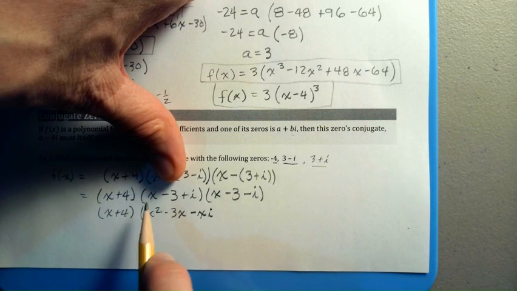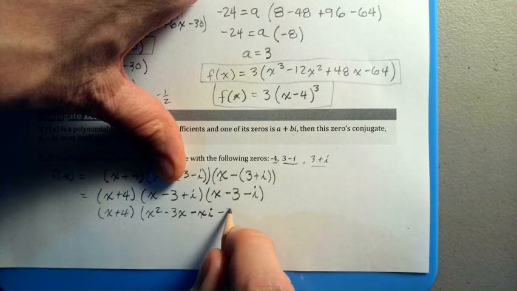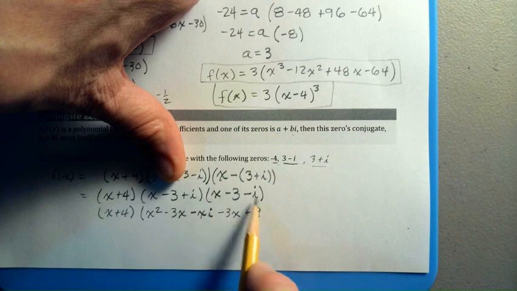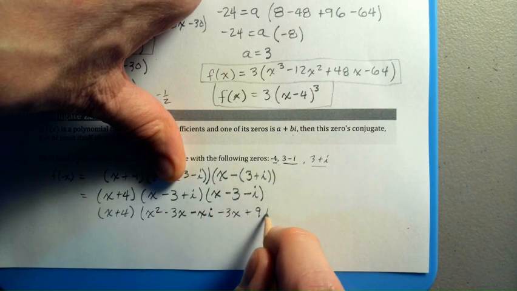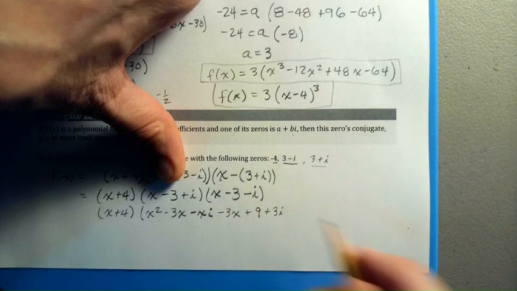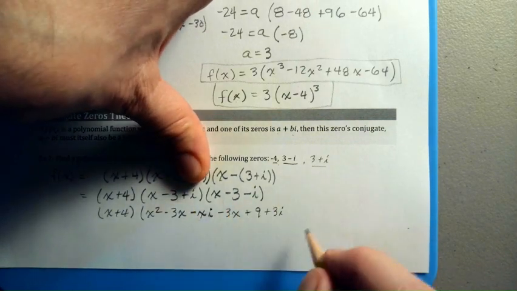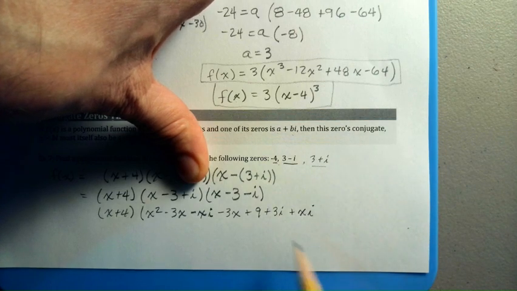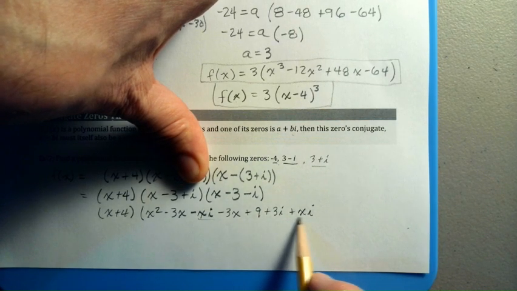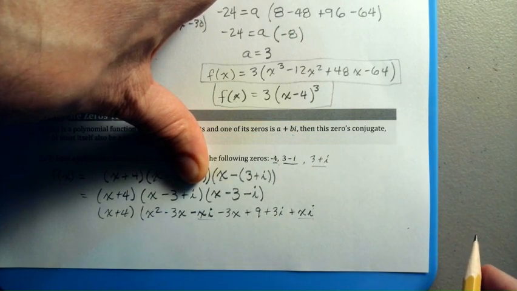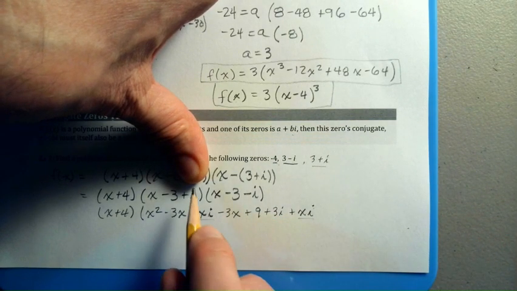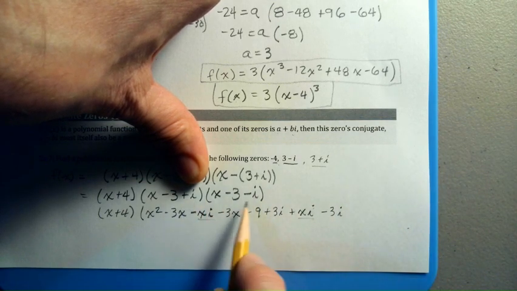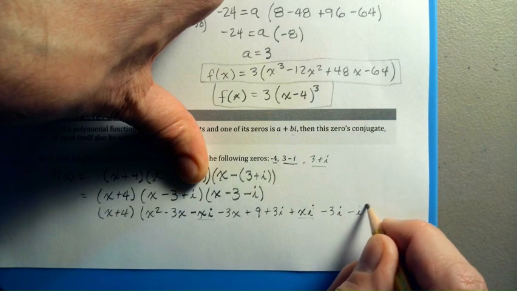Okay, then I go on to the negative 3. Negative 3 times x, negative 3x. Negative 3 times negative 3, positive 9. Negative 3 times negative i, that's positive 3i. Now I go on to the i times x, positive xi. Again, I'm putting the x first so that way I can see that this and this are really the same thing. If I switch them around, it's harder to see that. All right, then I have what? i times negative 3, negative 3i. And then i times negative i, negative i squared.